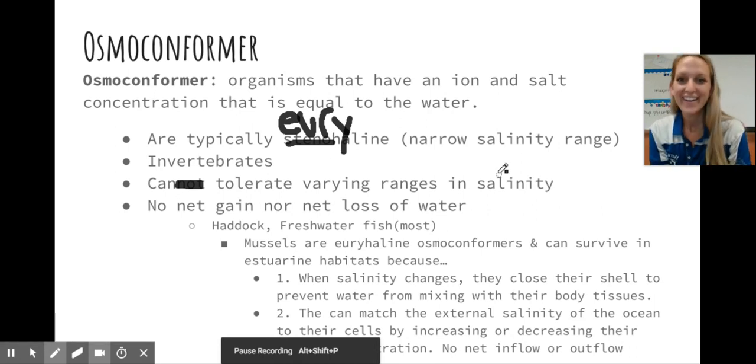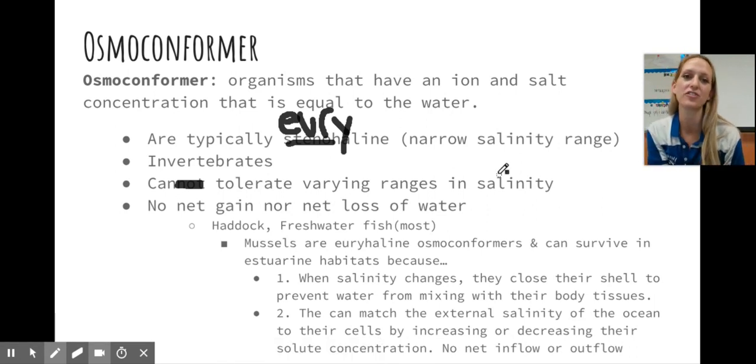They can tolerate a wider range of salinity because they have adaptations to do so. That's what makes them euryhaline. They can live in a wide range. They can deal with salinity changes, and they have adaptations to allow them to do that. Your freshwater example of this, there's a lot of freshwater fish that do this, like haddock is an example.